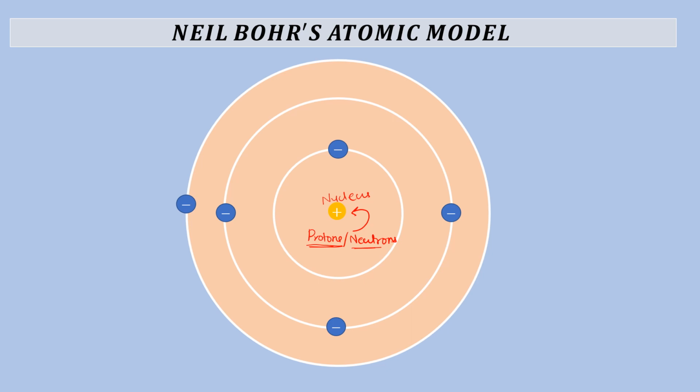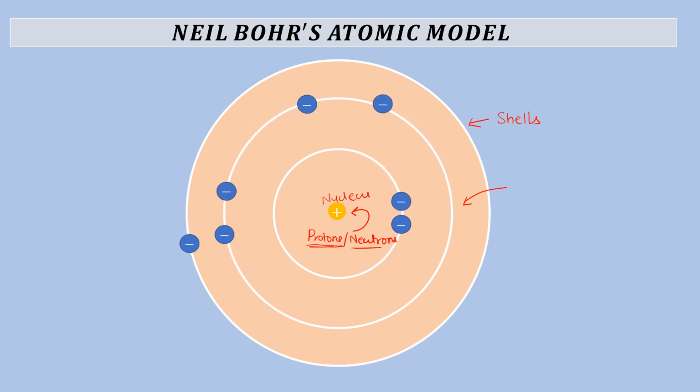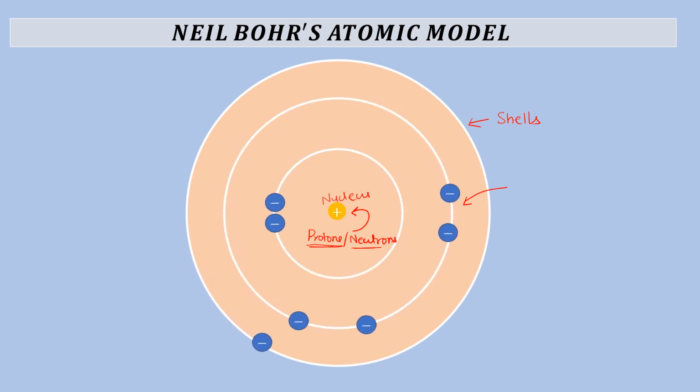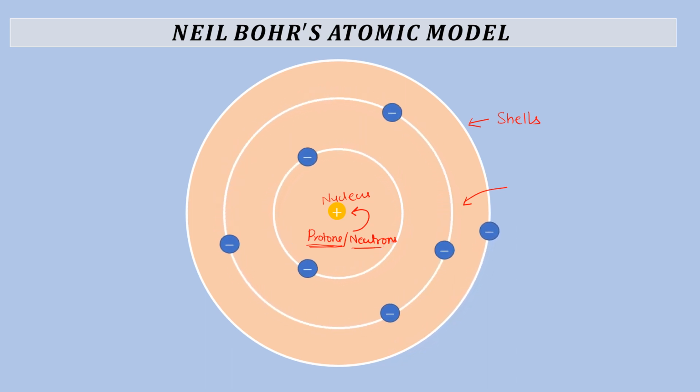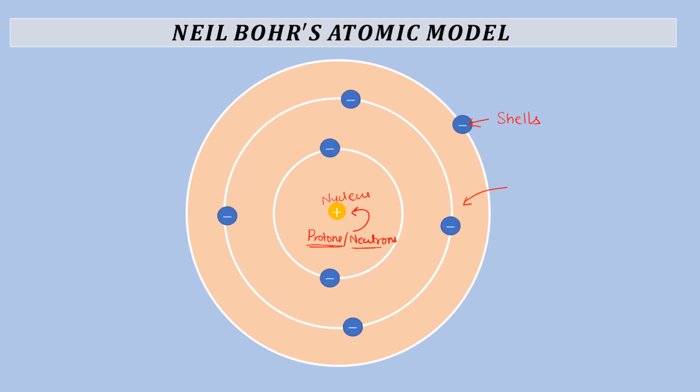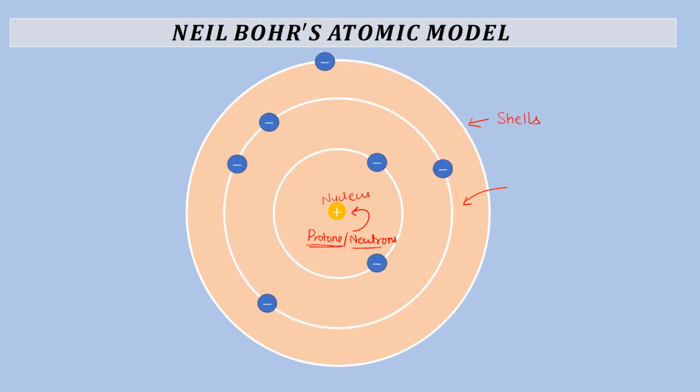Okay, and he also proposed that the electrons, which are negatively charged, revolve around the nucleus of the atom in fixed circular paths, and he named them as shells. So, according to his theory, these electrons are not static, rather they circulate around the nucleus in these circular paths.